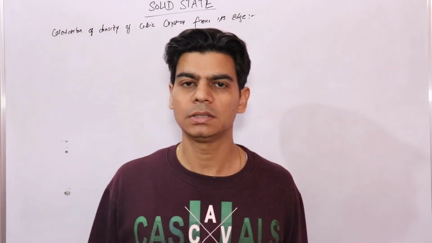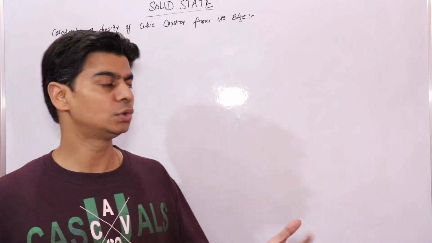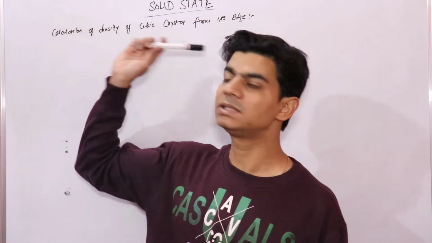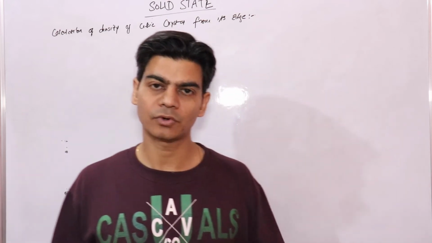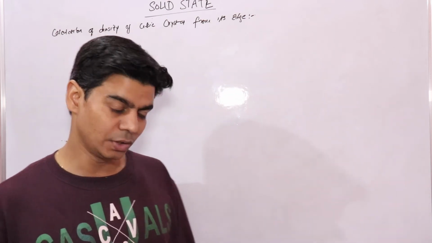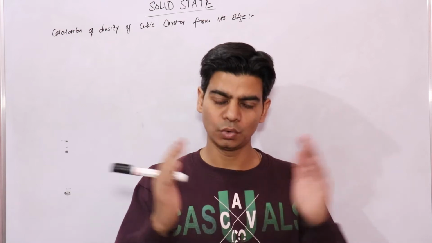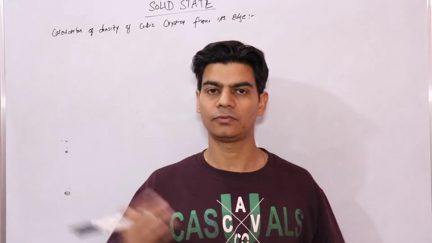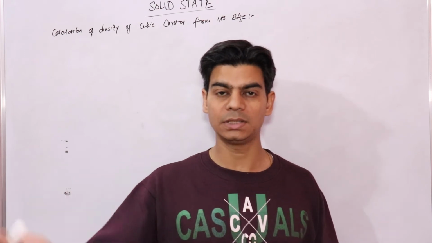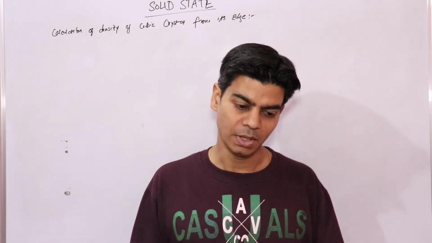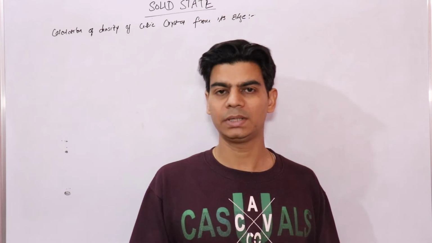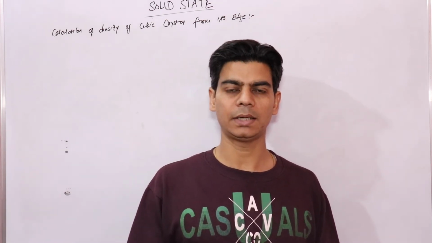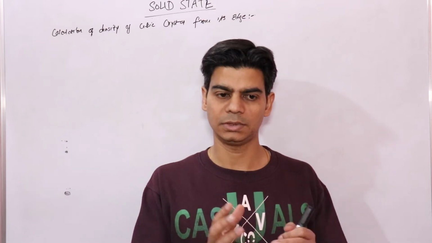Now in this video lecture we will go through a small mathematical derivation wherein we will find the density of a cubic crystal system from its edge, right? If we know the edge length of a cubic crystal system, how to calculate the density from the edge length of the cubic crystal system. Now edge length of the cubic crystal system can be found using an experimental technique, say a diffraction technique.